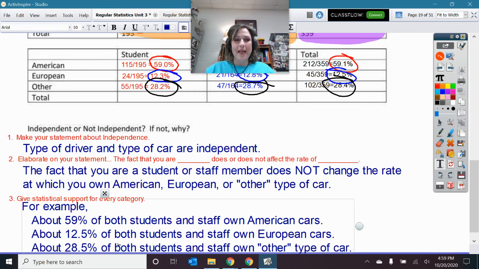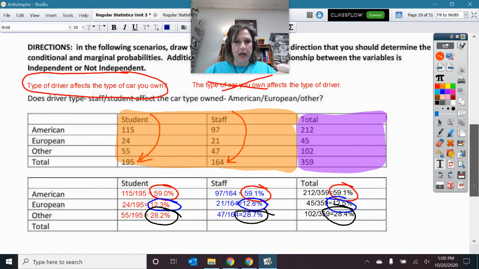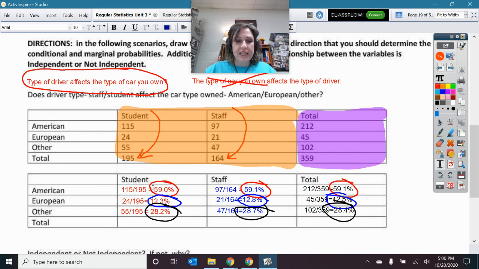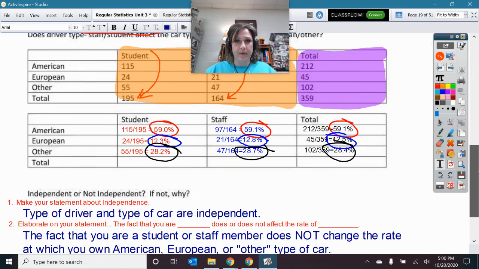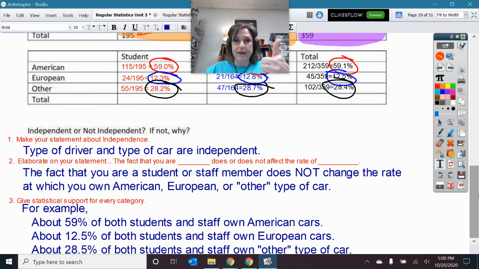There you go. There is a full statistical write-up. You decided what explains what. You did your percentages correctly with the correct denominators. Then you gave me three statements. Make your statement of independence. Elaborate on the statement with the fact that you are one thing does not change the rate, or it does change the rate, whichever. And then support it with statistical evidence for every category.